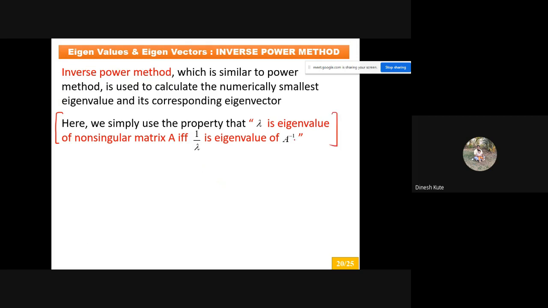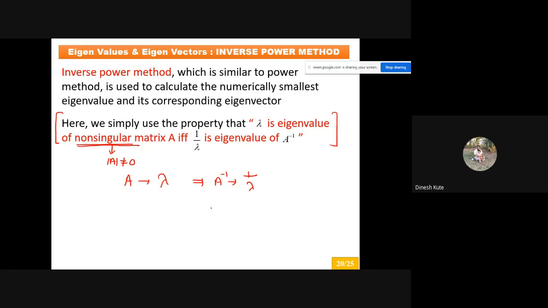Okay, if lambda is the eigenvalue of a non-singular matrix, what is meant by non-singular matrix? Yes, what is meant by non-singular? Non-singular means determinant of A is not equal to 0. So if lambda is the eigenvalue of a non-singular matrix A, if and only if 1 by lambda is the eigenvalue of A inverse. Okay, it simply means what? If A matrix has eigenvalue lambda, that implies A inverse has eigenvalue 1 by lambda. This is the result.